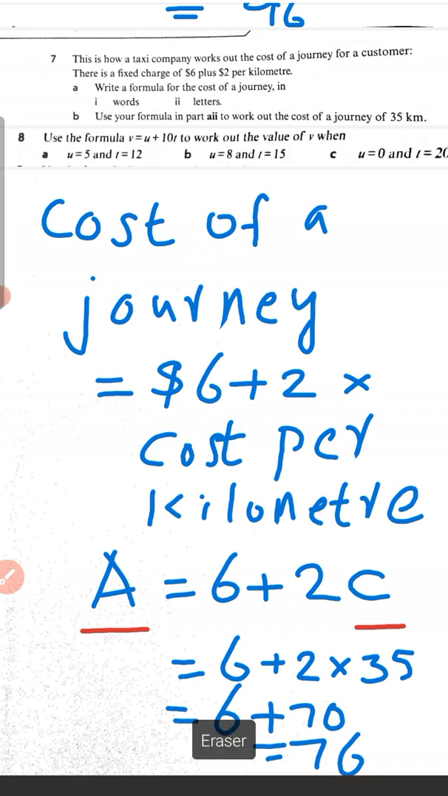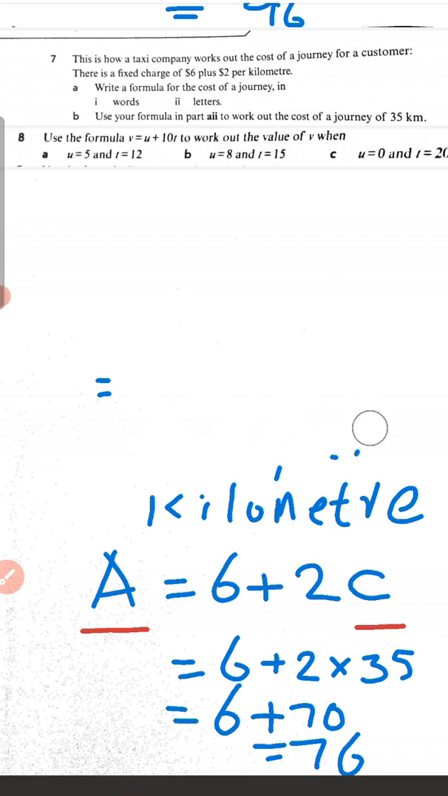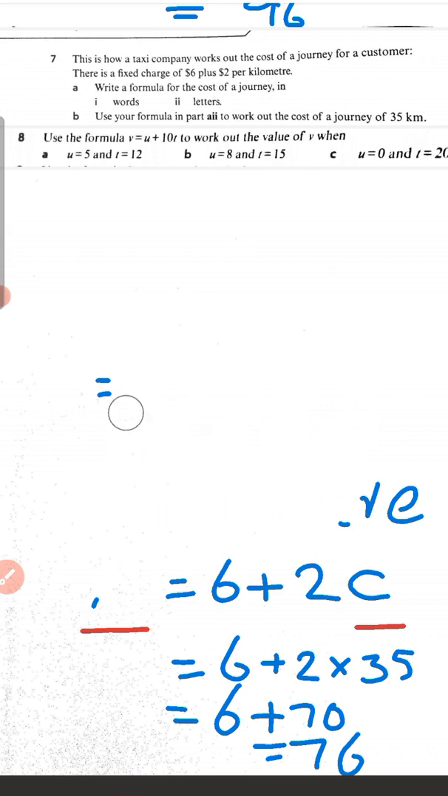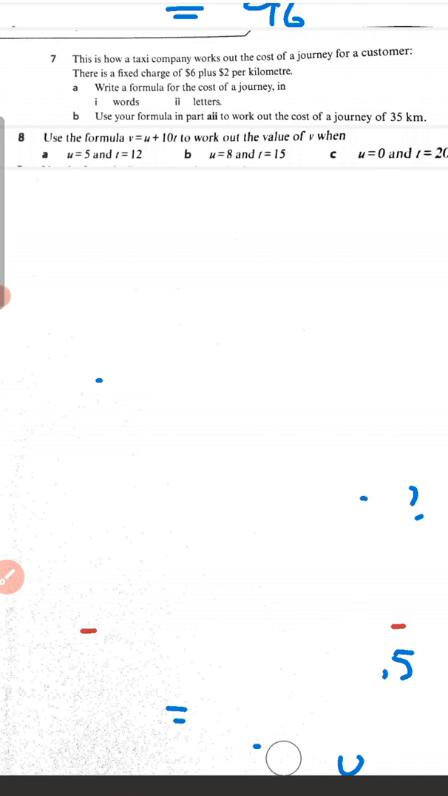Now children, our next question is, use the formula V is equal to U plus 10t to work out the value of V. Here the formula is given, that is V is equal to U plus 10t.